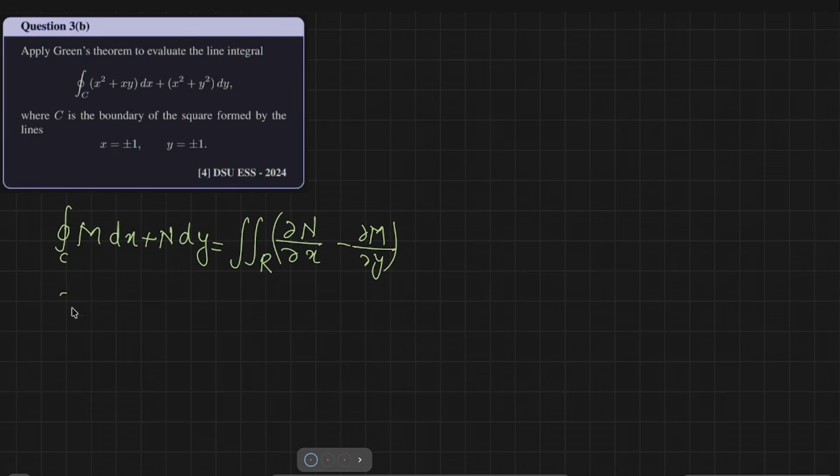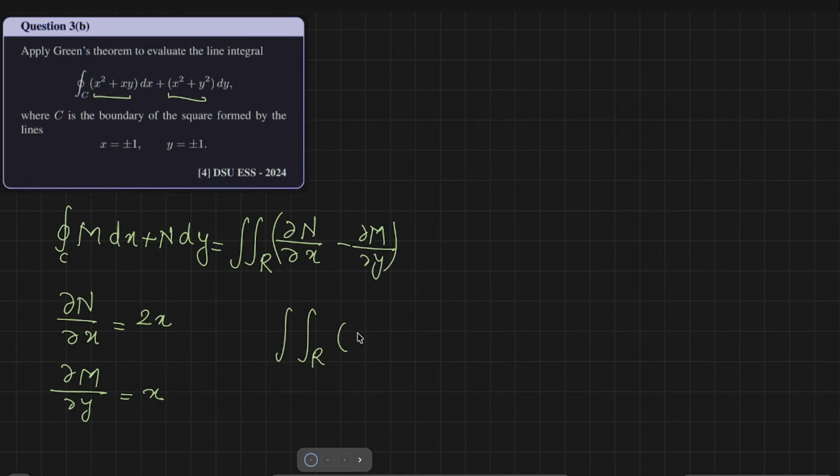It's very easy. Now calculate the partial derivative of N with respect to x. What is your N here? This is M and this is N. So x square plus y square, its derivative is going to be 2x. The partial derivative of M with respect to y is y, which means only x. Now you put this value here, so the double integral over R is basically 2x minus x dx dy.